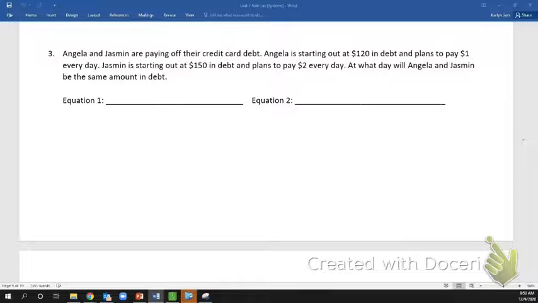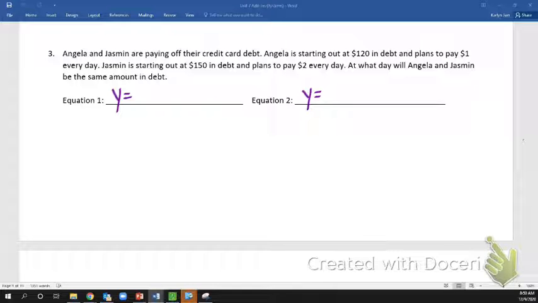Again, we are going to look for any totals they give us. So as I'm looking here, they gave us starting amounts. They told us how much they're going to pay each day, but they didn't give us any totals. Okay. So because we don't have any totals, that means that both of these equations are going to be in slope-intercept form. They're going to start with y equals. And then we have to figure it out from there, how we write our equations.